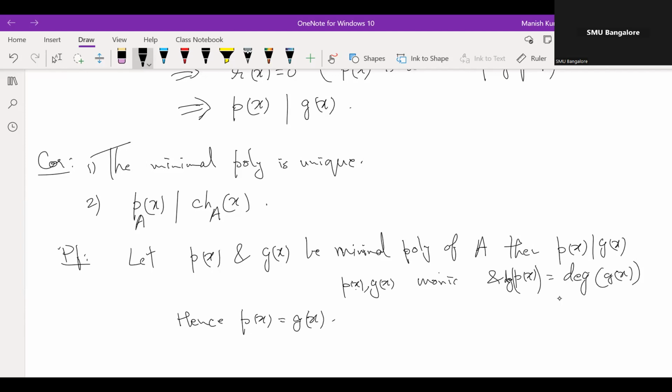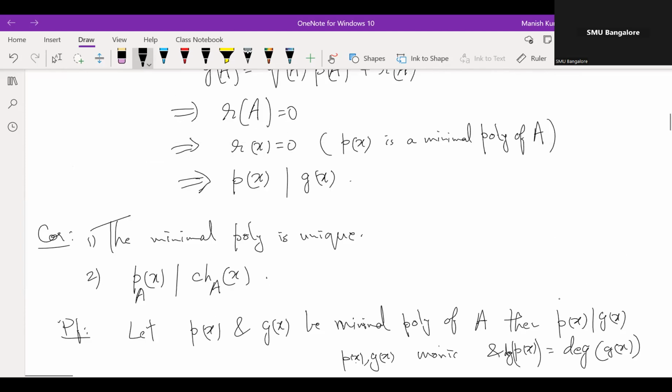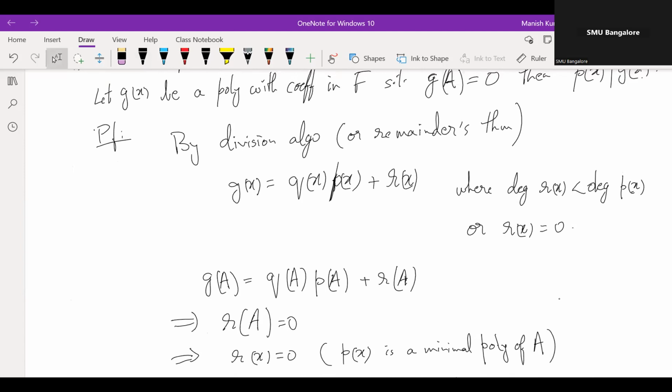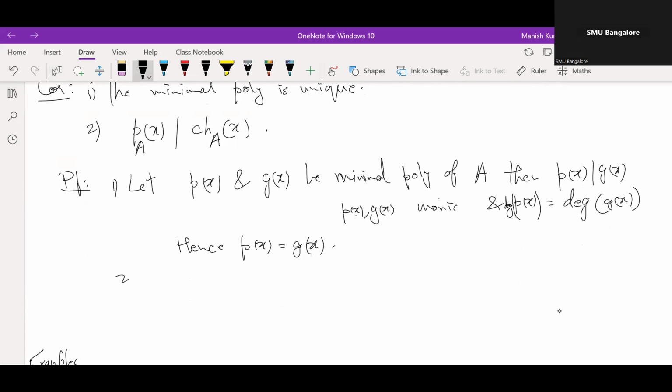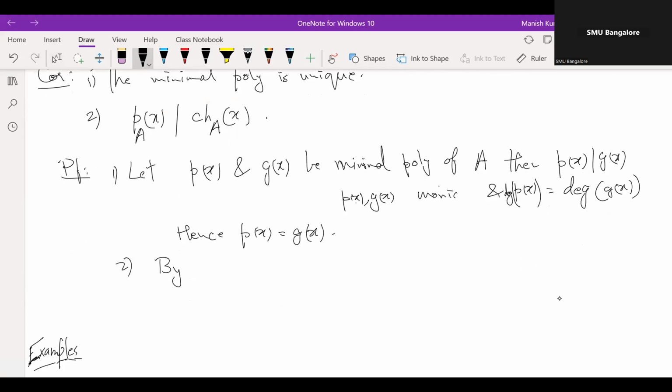And of course, 2 is also immediate because of this minimal polynomial. So now there is a unique minimal polynomial, and the minimal polynomial, of course, divides the characteristic polynomial because the characteristic polynomial satisfies this equation. Yeah, by Cayley-Hamilton. So this is 1 and 2 by above and Cayley-Hamilton.